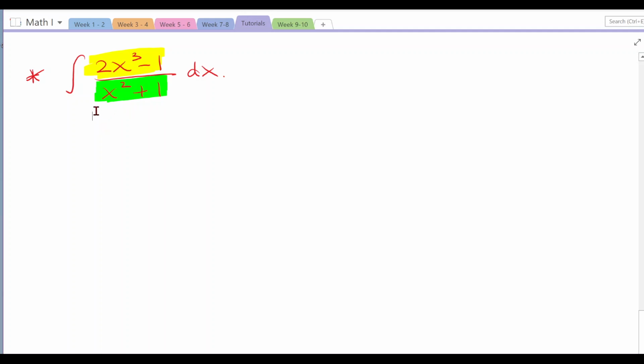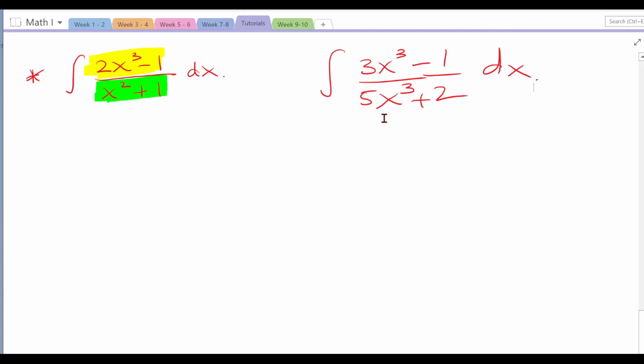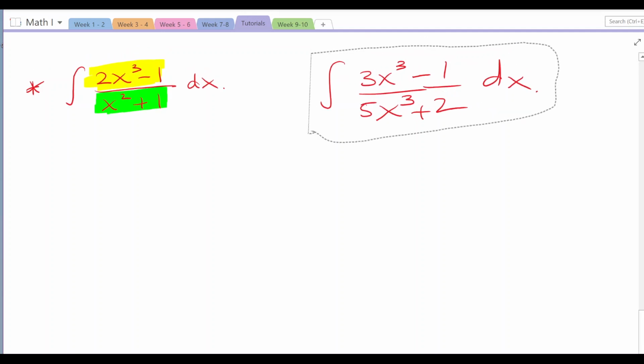The same thing applies if the powers are the same. For example, the integral of, let's say, 3x cubed over 5x cubed plus 2, dx. We will have to solve this problem by doing the long division first, to make it simpler. Let me erase that one first.